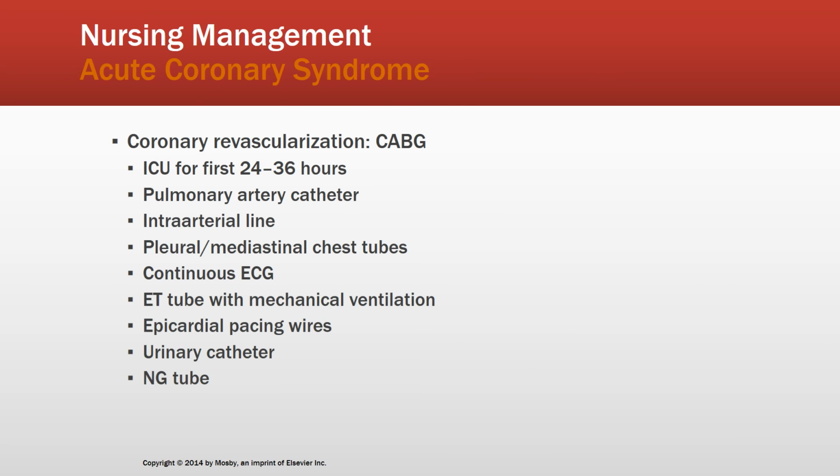Coronary revascularization by a CABG. That's usually someone who is going to be in ICU for about 24 to 36 hours. They're going to come out with a chest tube. These patients are going to be in full force hemodynamic monitoring. Many of them will come out with a PA catheter. They will have a radial line, and they will have epicardial pacemaker. And we are going to have to monitor their electrolytes very closely.